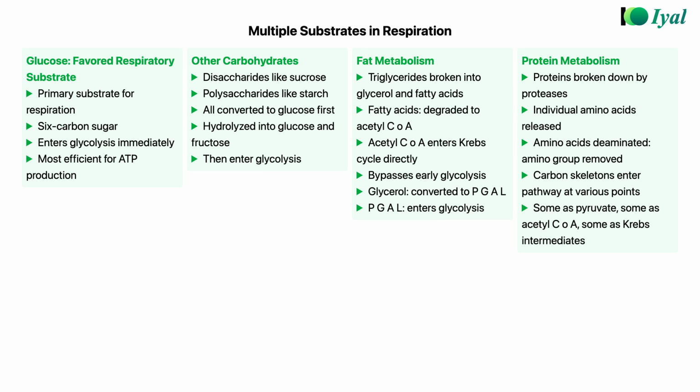What about proteins? Proteins are broken down by proteases into amino acids. Each amino acid is deaminated. The amino group is removed and converted to urea. The carbon skeleton then enters the pathway, where depends on the amino acid structure. Some enter as pyruvate, some as acetyl-CoA, some as Krebs intermediates like alpha-ketoglutarate or oxaloacetate. All different entry points, all contributing to energy production.